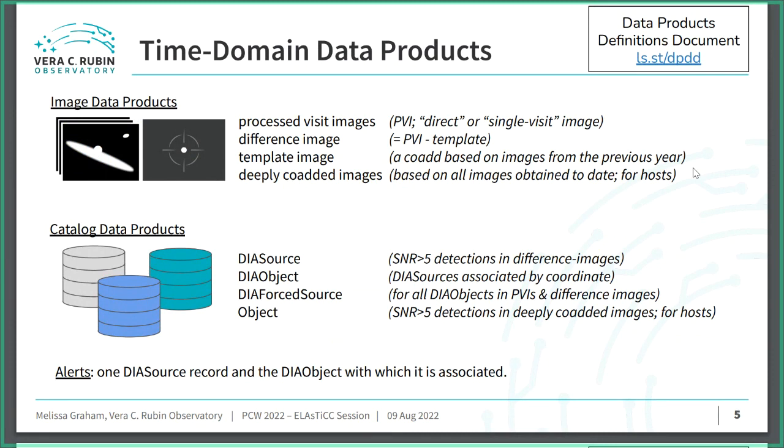The fourth catalog that I've included here as relevant for transient science is the object catalog, because those are the detections on the deeply co-added images. So that's where you're getting your host galaxy brightness, size, color, shape, all that kind of stuff is coming from the object catalog. And then, of course, down at the bottom here, I have the alerts, which is the data product we just talked about as relevant for time domain astronomy.